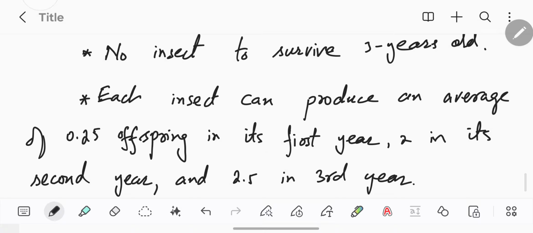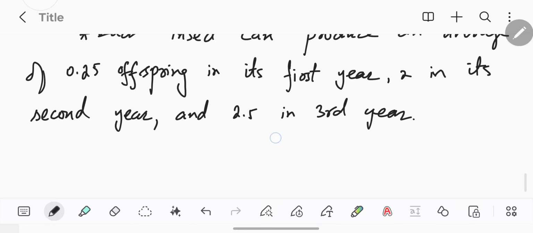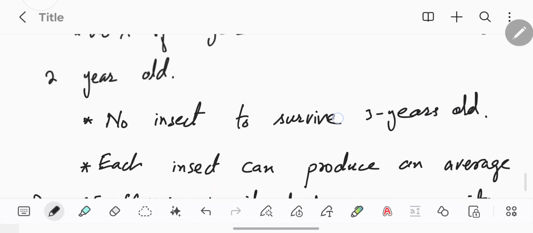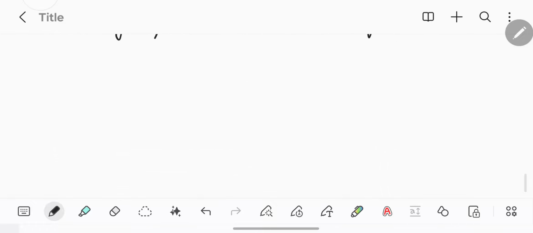And the last point is each insect can produce an average of 0.25 offspring in its first year, and in the second year they can produce 2 offspring, and in the third year 2.5 per insect. Okay, so this is the data which is given, and we have to model a matrix based on this data. Here is the Leslie matrix.